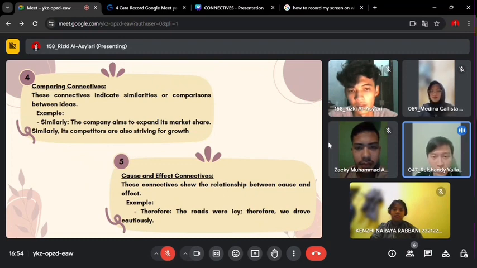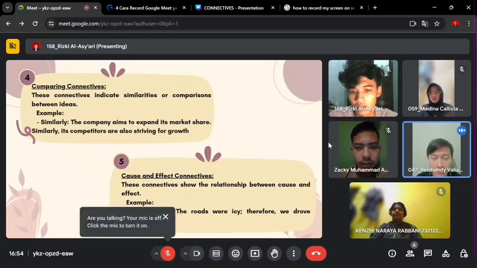And then there's also cause and effect connectives. These connectives show the relationship between cause and effect. You can use the words because, so, therefore, thus, and consequently. And for the word therefore, it can go like this: The roads were icy, therefore we drove cautiously.